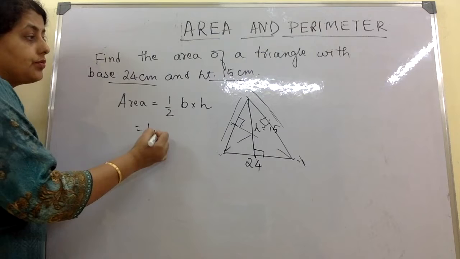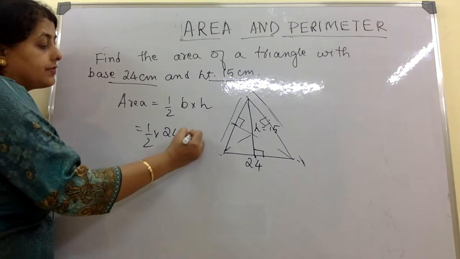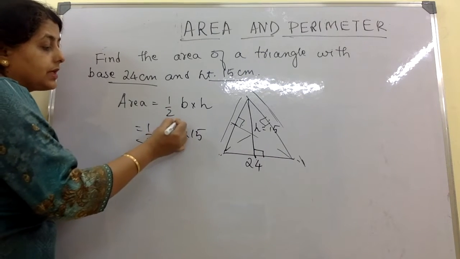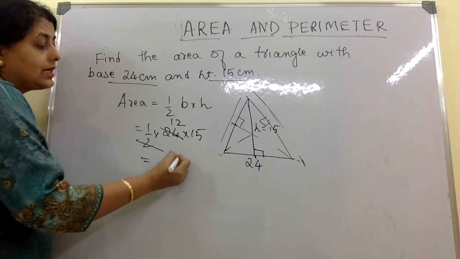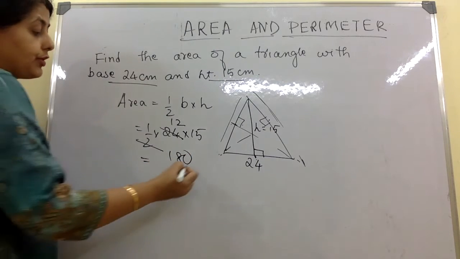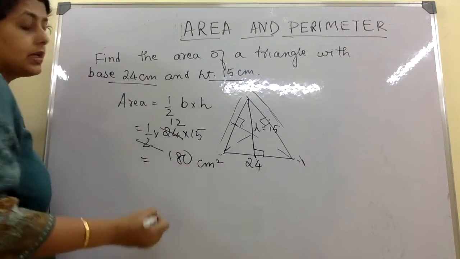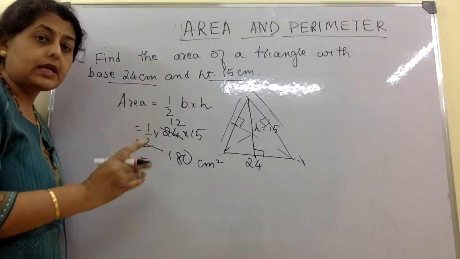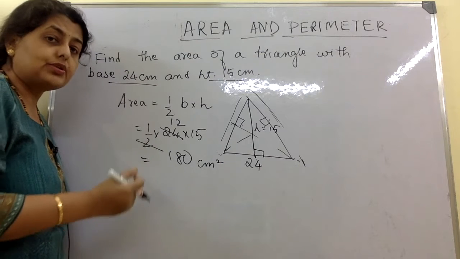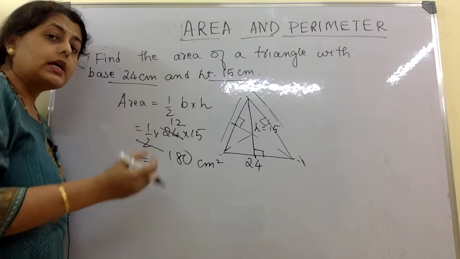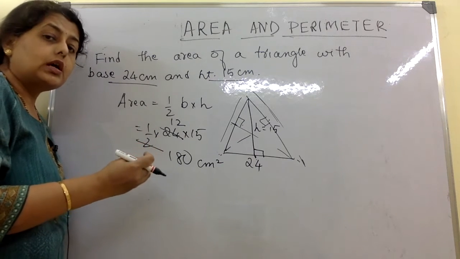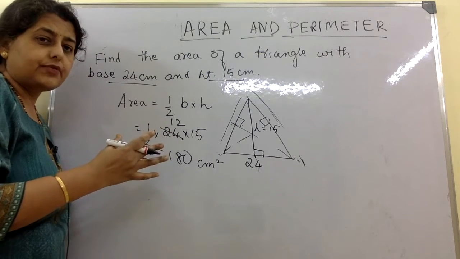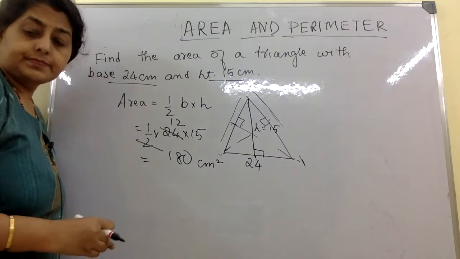So half into base 24 and height 15. Please don't multiply, this is 12. That makes it 180 centimeter square. So that was the very first type of sum where we use half base into height. As we proceed, you will see how the sums become a little difficult, and slowly we shall be using all the other types of formulas possible in this chapter.